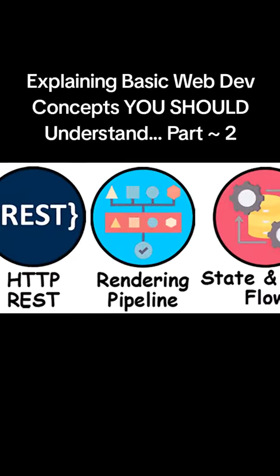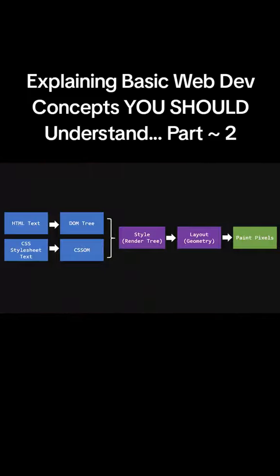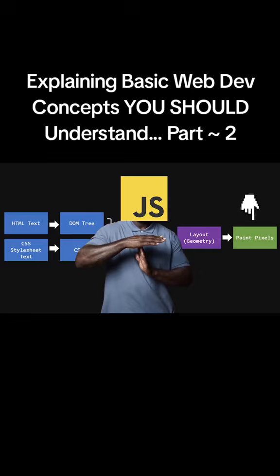The browser rendering pipeline. Once the browser gets a response, it doesn't instantly appear on the screen. The browser goes through a rendering pipeline: it parses the HTML, calculates CSS styles, figures out layout, and then paints pixels to the screen. JavaScript can interrupt and change this process at any time.